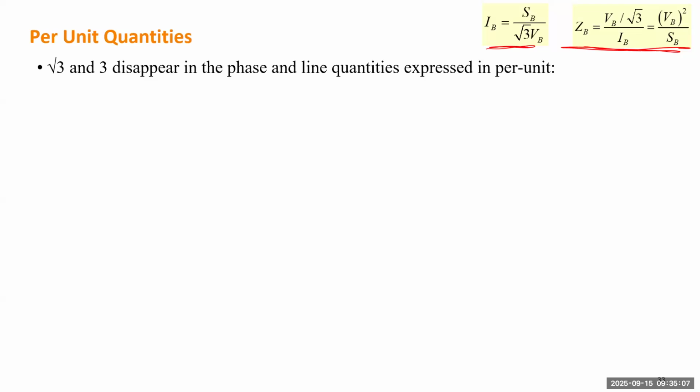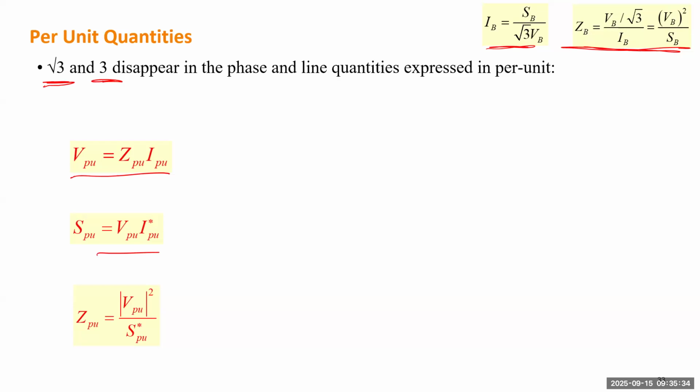One good thing about using per unit values is that it doesn't matter whether you are studying a three-phase system or a one-phase system. In the equations with per unit values, you won't see such a 3 or root of 3 factor. That can be very annoying if you use the physical values, but now they're completely gone. Basically, if you do the calculation using per unit, we go back to the original formulas of a single-phase system.